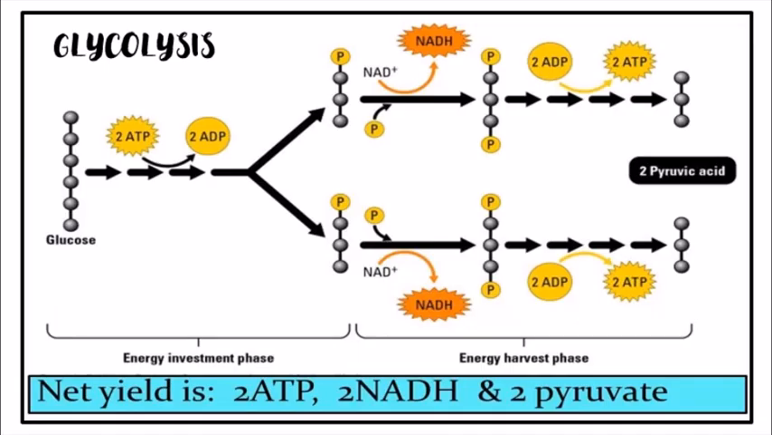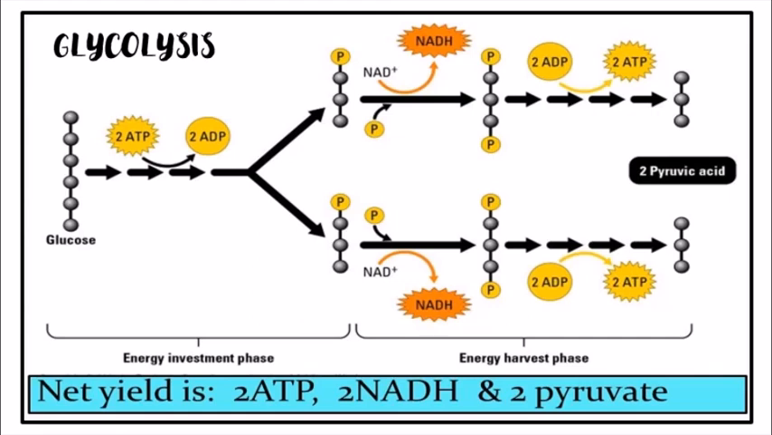Now aerobic respiration takes place in the cell, in the cytoplasm and the mitochondria of the cell. The first step in aerobic respiration is to produce energy with the help of glycolysis. Glycolysis occurs in the cytoplasm. So what happens is a molecule of glucose is oxidized and 2 molecules of pyruvic acid, 2 molecules of ATP, 2 molecules of NADH2 and water are formed.